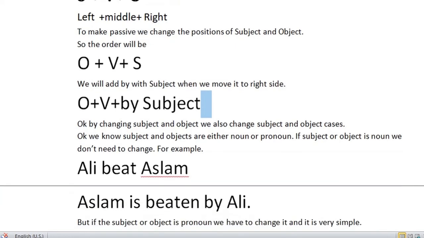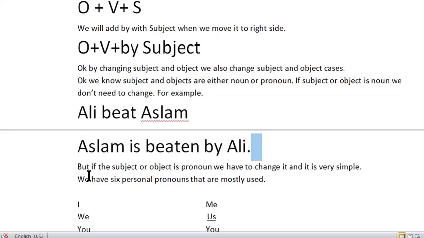Like we have a sentence here, Ali beat Aslam. Ali is the subject and Aslam is the object, and both are nouns. We don't need to change them. So we move Aslam as it is to the left side and Ali to the right side, and we add "by" with Ali. That's it. But what happens if the subject or object is a pronoun? We have to change it.